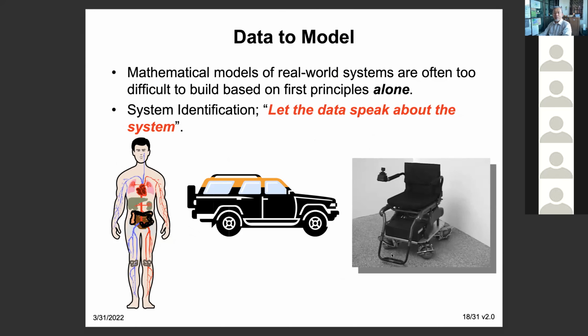So a model in the real world can be anything, either human biology or transportation vehicles, tools and equipment for the... what do you call this? Disabled person, okay, for the disabled persons. So all can be modeled, okay, of the real world system. Too difficult to build based on the first principle alone because it's very complicated. That's why system ID can do it by performing the experiments, and the data that we capture will speak about the system, either the system is first order, second order, third order, with disturbance or without disturbance, stable or not stable, and so on.